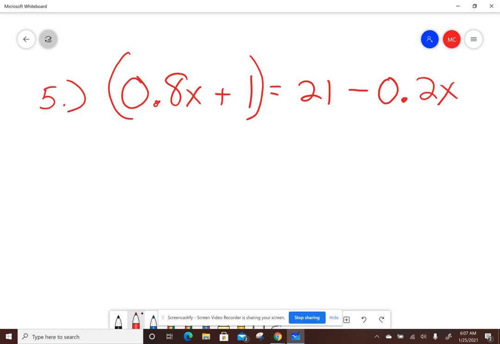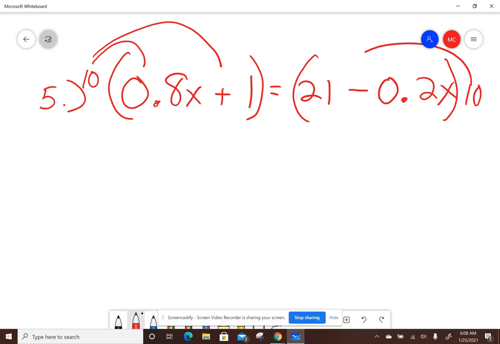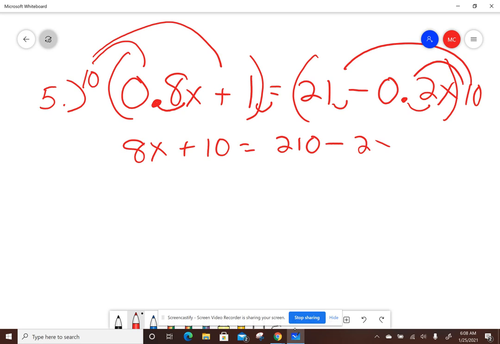Now, the most common mistake here is you forget to multiply the non-decimals, but you have to multiply every term. Now, when you multiply by 10, you really move your decimal 1 to the right. Okay? So this becomes 8x plus 10 equals 210 minus 2x. So what I did here is no more decimals, and I think everybody does better without decimals.